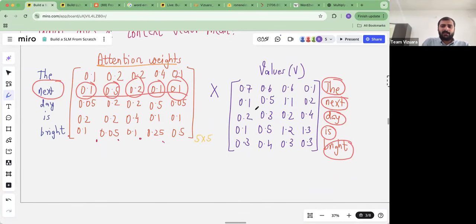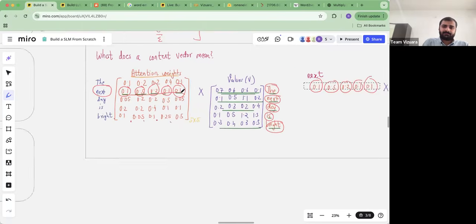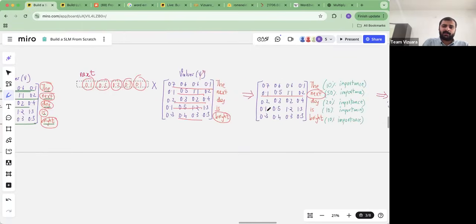So I'm just going to multiply that corresponding value vector with how much importance is going to be given to that vector. For example, this value vector will be multiplied with 0.1. So this row will be multiplied with 0.1. Next, this entire row will be multiplied with 0.5. Day, this entire row will be multiplied with 0.2. Is, this entire row will be multiplied with 0.1. And bright, this entire row will again be multiplied with 0.1. And then I'll add all of it together.